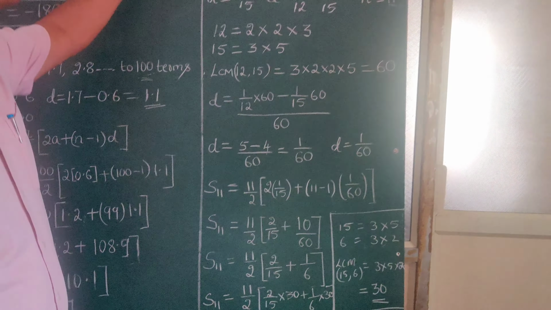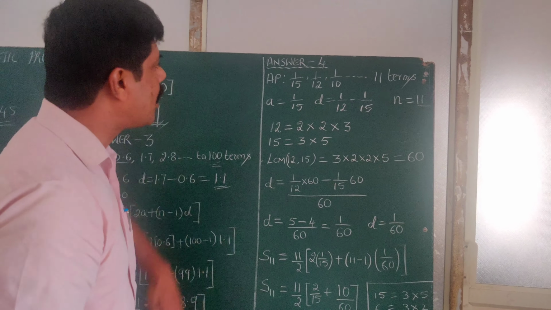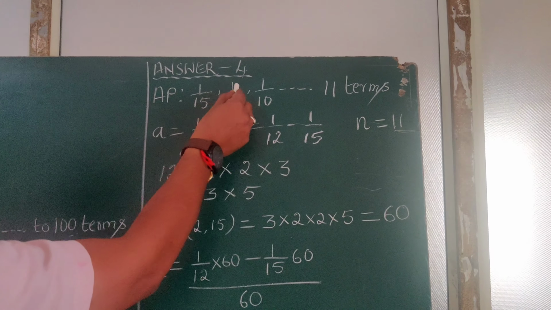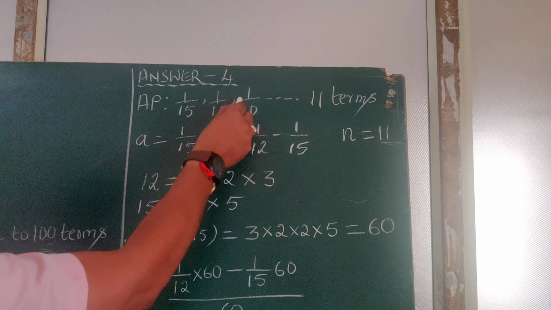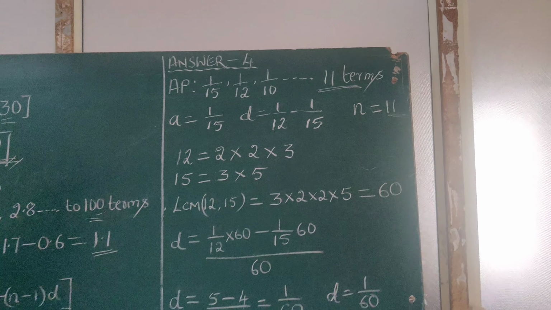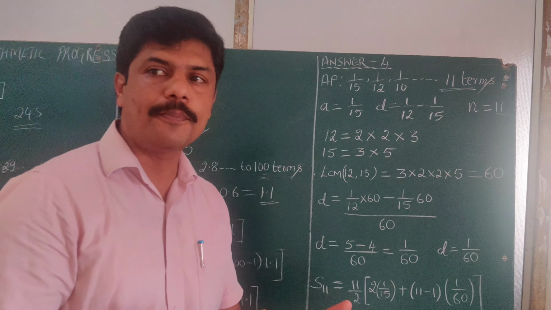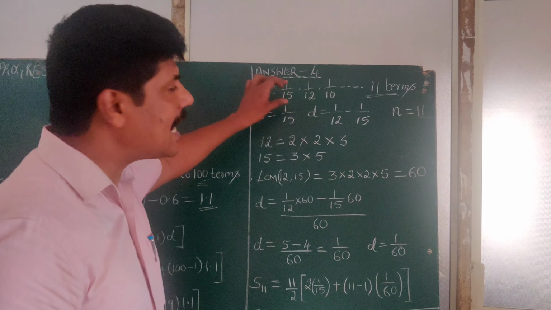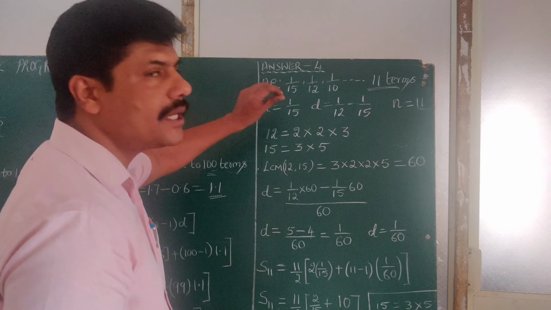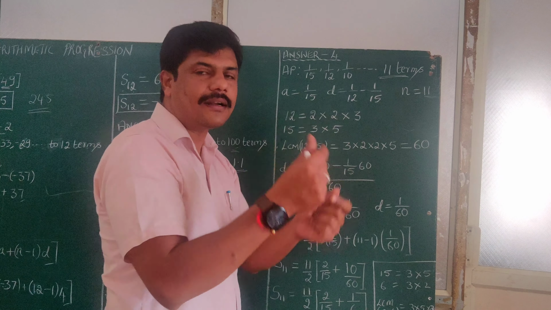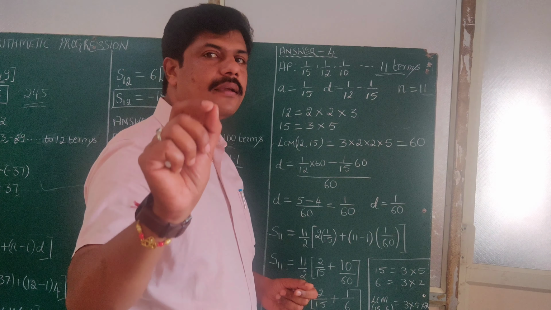Now we will enter into the solution for the fourth problem. The fourth problem is 1 by 15, comma 1 by 12, comma 1 by 10 up to 11 terms. Here it is asked to find the sum up to 11 terms. But you can see here rational numbers are given. Since rational numbers are given, you cannot extract the common difference directly by subtracting. You need to take the LCM.